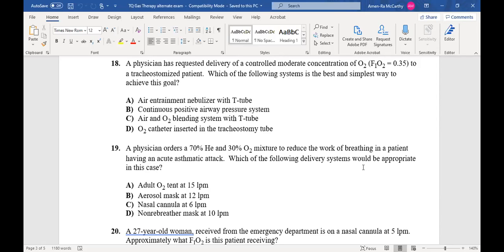What is the FiO2 on number 18? Oh, 35. We can move this along. What you mean you move it down? Nah, okay, I didn't know that. Yeah. I'm like, huh?